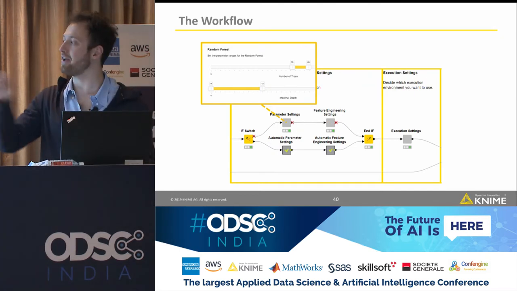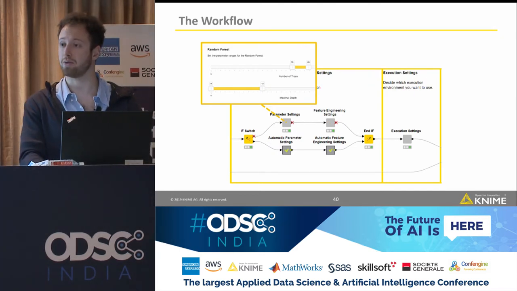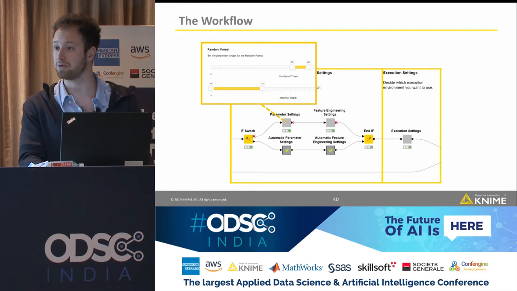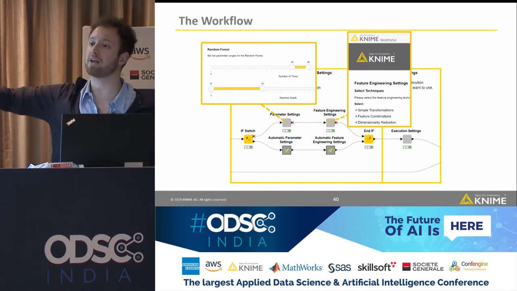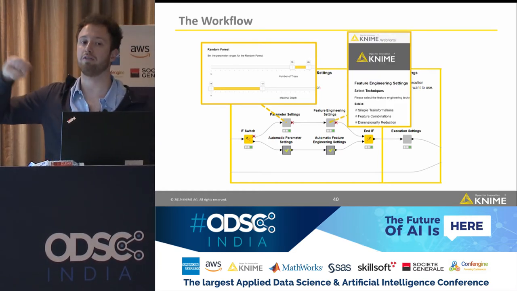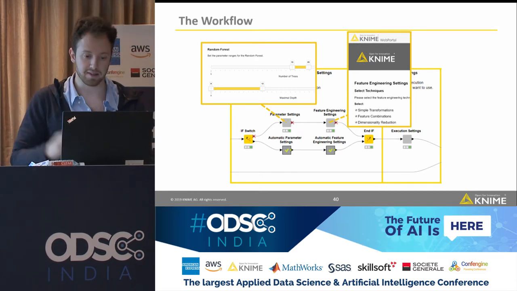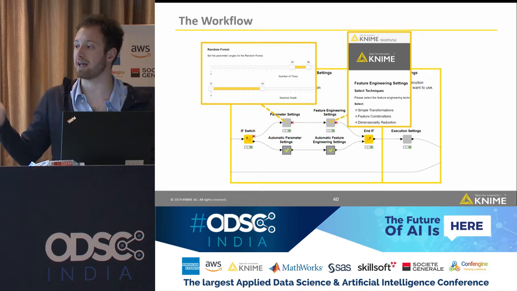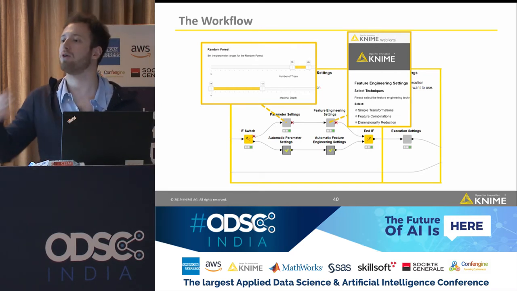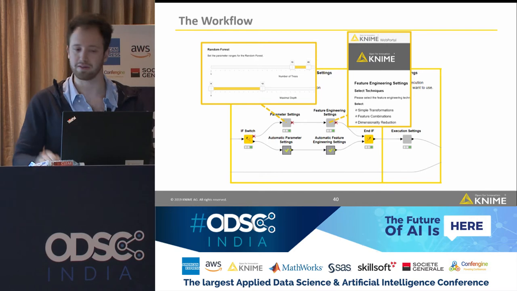Okay, so this is the range slider where you can select how many trees you want to test, how many hyperparameters you want to test. And here instead is this checkbox where you can select what kind of feature transformation you want to apply. In this case, you can see simple transformations like the exponential function, right? Or the logarithmic function, right? You just apply this.